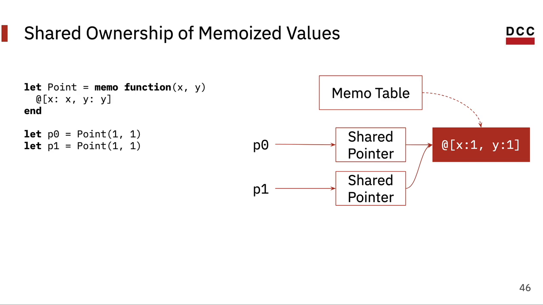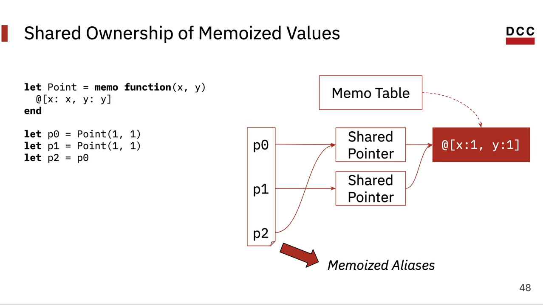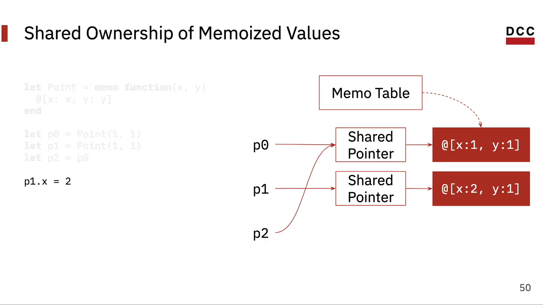So there will be one level of indirection to access memoized objects, but no memoized object will be accessed as before. In this example, an alias of P0 will point to the same shared pointer. That's like P2 in this example. So all these objects in the end refer to the same memory location, which is memoized. But only P0 and P2 are aliases, as they point to the same shared pointer. P1, in contrast, is a pointer to a different shared pointer. If we modify P1, for instance, then what happens is that we remove the object pointed to by P1's shared pointer from the memoization table.